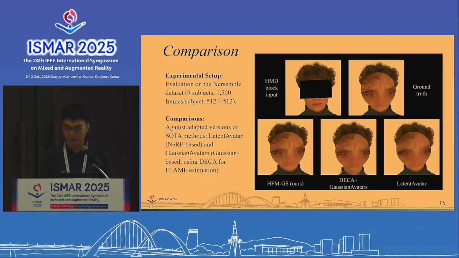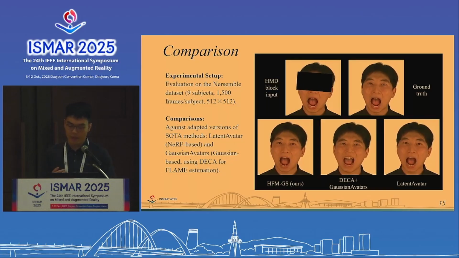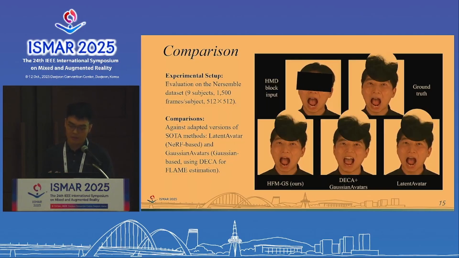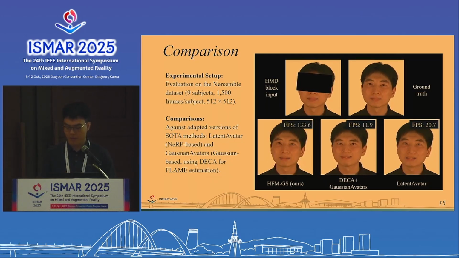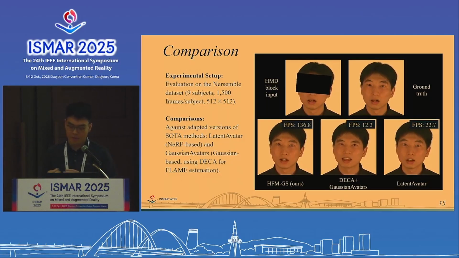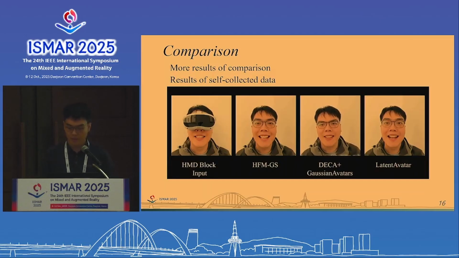In the result, Latent Avatar performs poorly in capturing the details of the face, such as rings, hair, and teeth shape. Additionally, due to the low accuracy of facial information prediction under HMD occlusion, Gaussian Avatars shows noticeable jittering and low quality. Here, we also show the comparison video on self-collected data. Our method, HFMGS, shows the highest fidelity among all the methods as well.